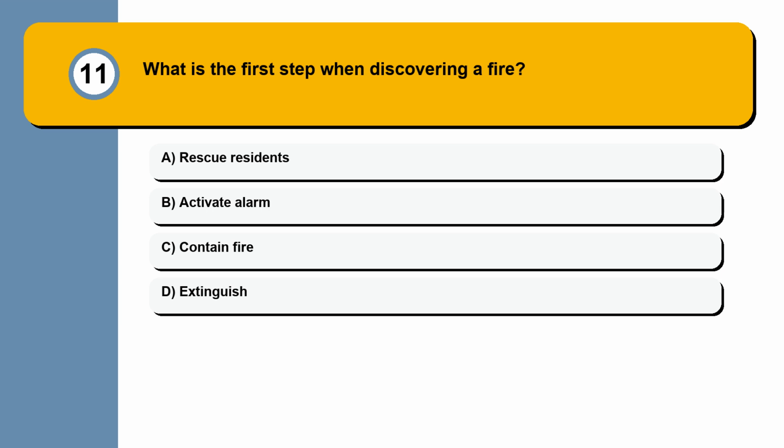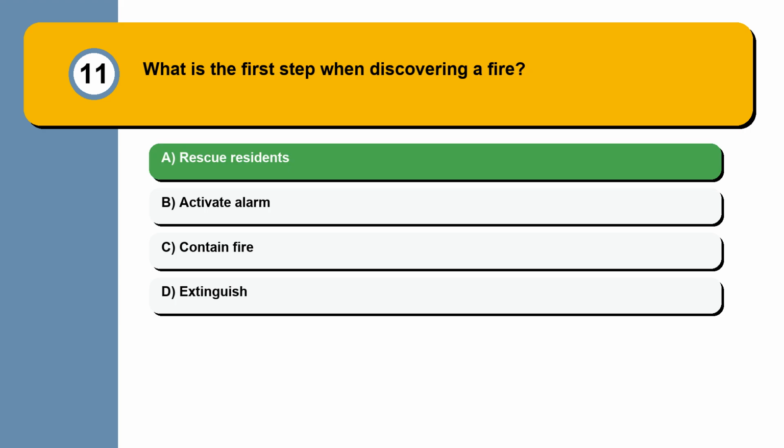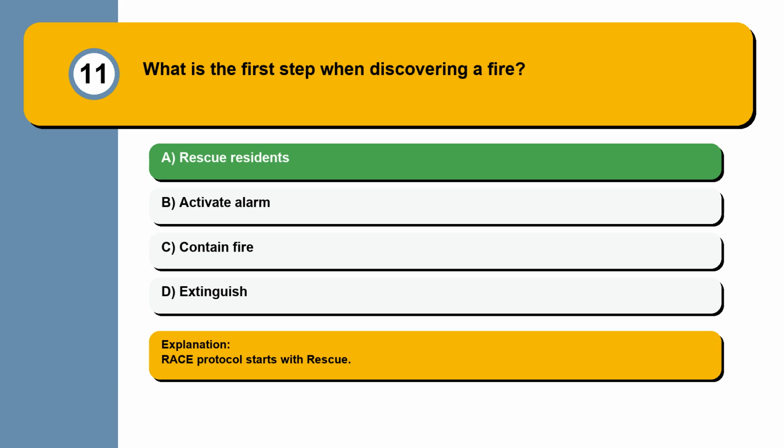Question 11. What is the first step when discovering a fire? Rescue residents. Activate alarm. Contain fire. Extinguish. RACE protocol starts with rescue.